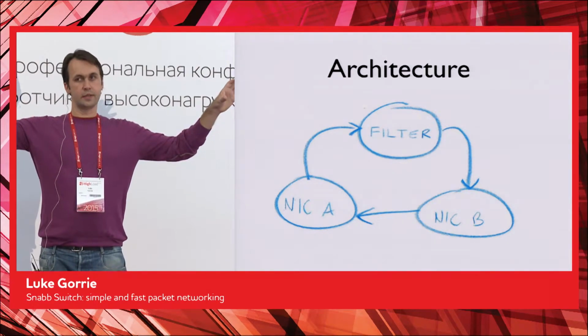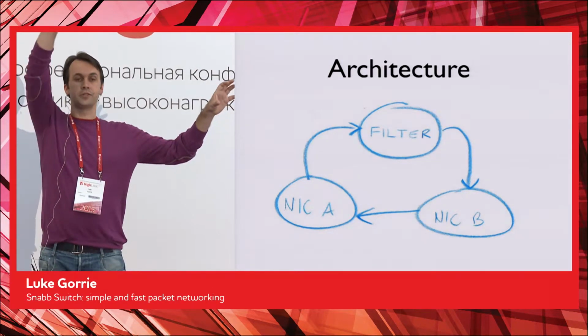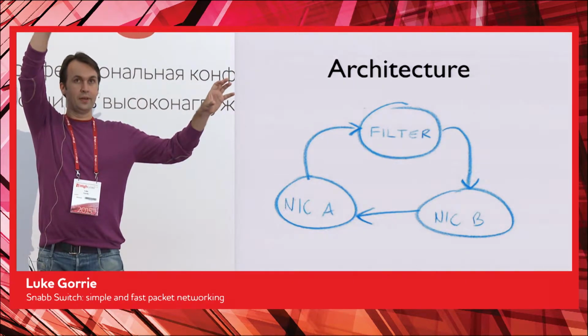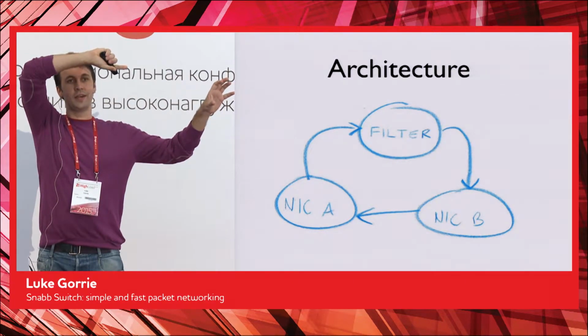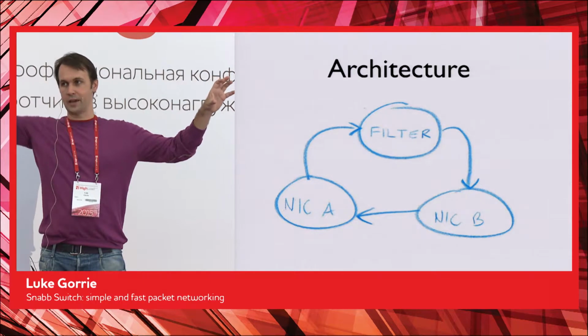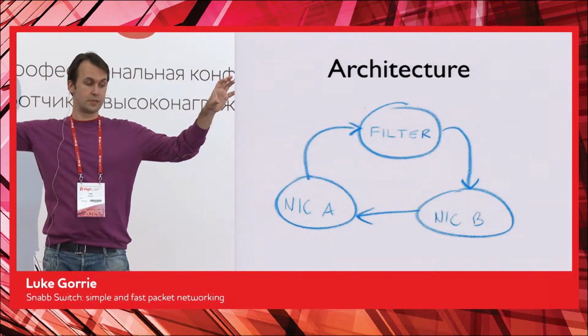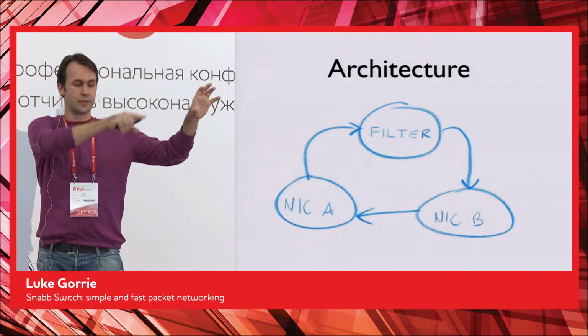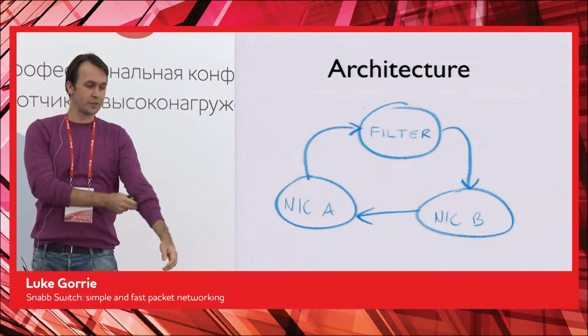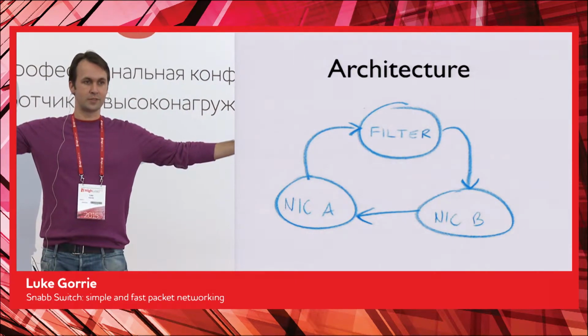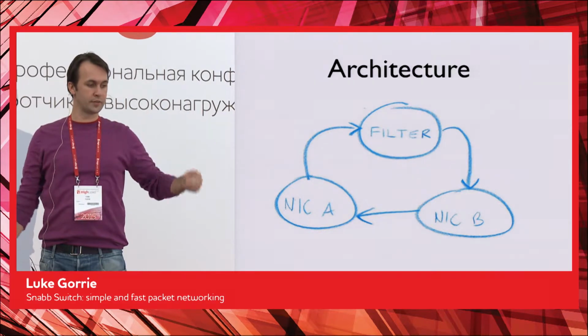This would normally be 10 gigabit cards, and then it has a filter application or app, and when a packet is received on NIC A, it has to pass through the filter before it's allowed to go out on NIC B, but when a packet is received on NIC B, it's allowed to go straight over to NIC A. So this is a picture of a network device that has two Ethernet interfaces and filters packets in one direction and not in the other direction.